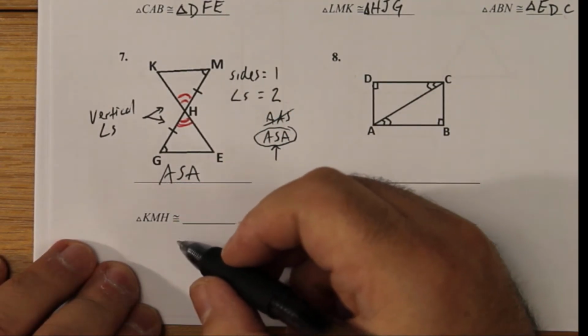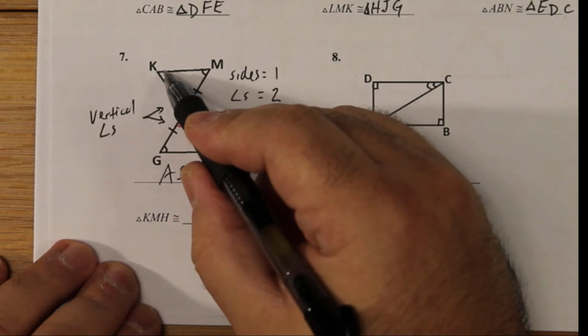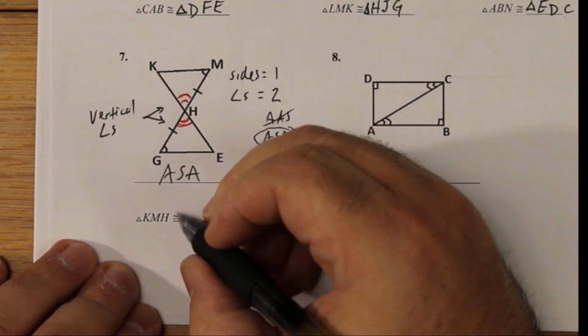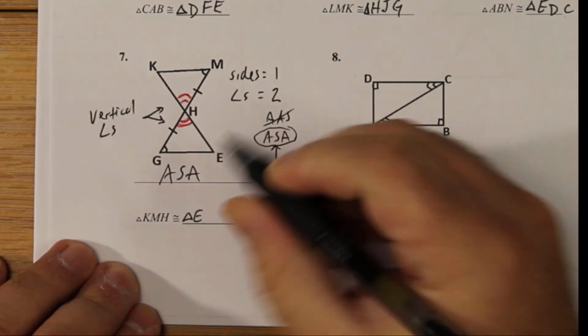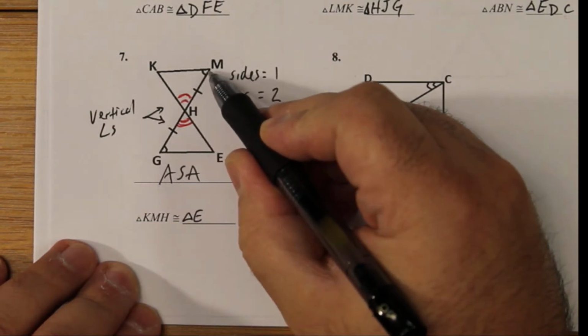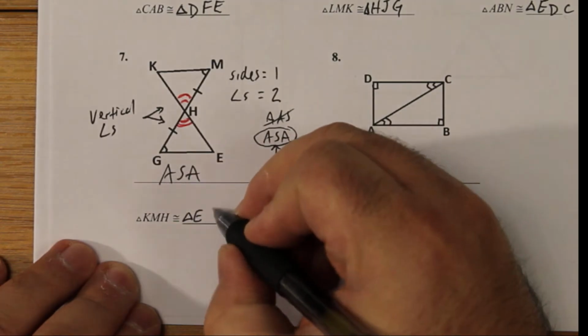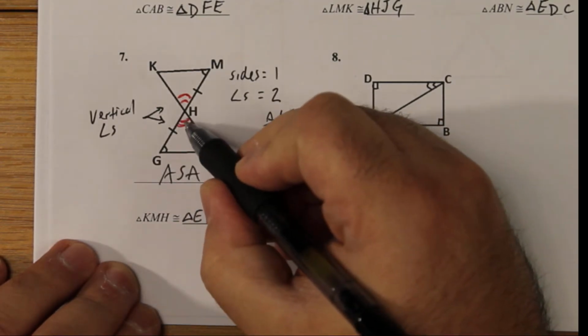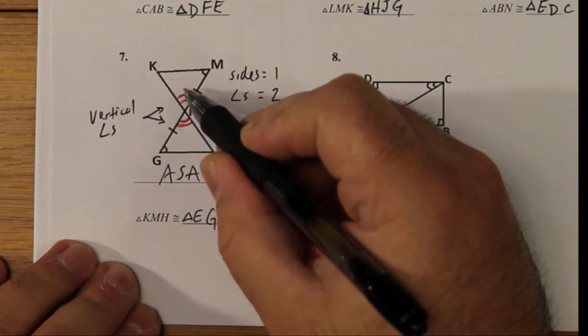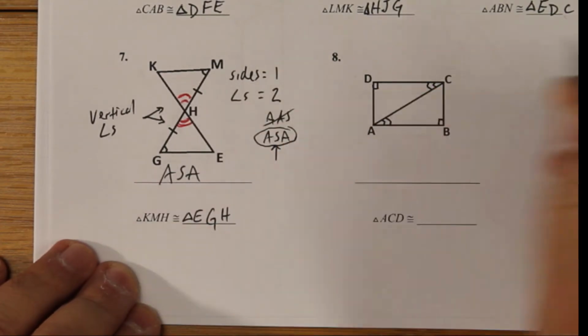Then the congruent statement, K was the one that didn't have any markings. That goes with E. And then M is the one that has an arc, one arc. So that goes with G. And then H is one side of the vertical angle. So it goes with H, the other side of the vertical angle.